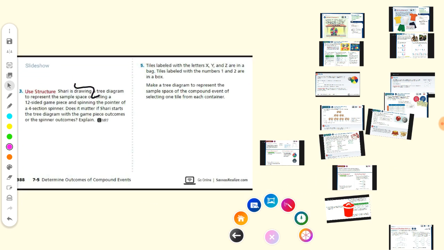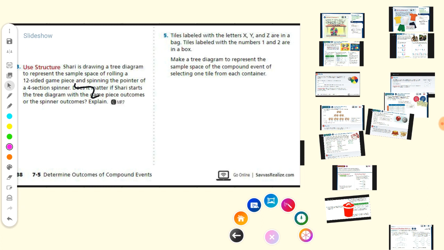Okay, another example. So number 5, if I have tiles labeled with letters X, Y, Z in the bag, and tiles labeled with the numbers 1, 2 in the box. Make a tree diagram to represent the sample space of compound events. Okay, selecting one tile from each container.